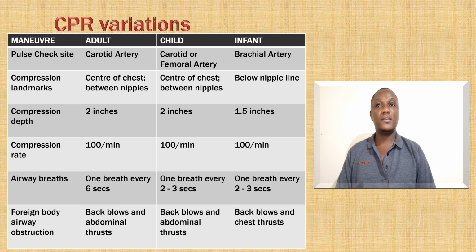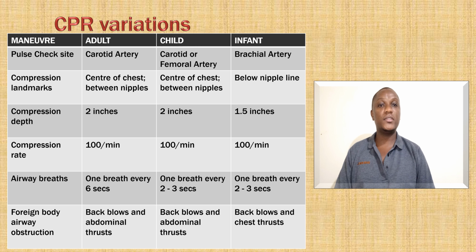Compression landmarks. How do you determine compression landmarks? For an adult, the center of the chest between the nipples. That's where you are going to place your hands for compression. And it's the same for the child, center of the chest between the nipples. But for an infant, you have to go below the nipple line.